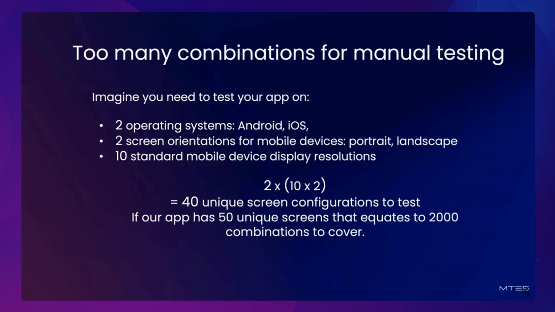And if our app has, say, 50 unique screens and support of those configurations, that equates to 2,000 combinations to cover. And this approach is just not efficient, and it comes at a huge cost of people, time, and more importantly, slows down the release process to getting new valuable features to market in a fast, efficient way.